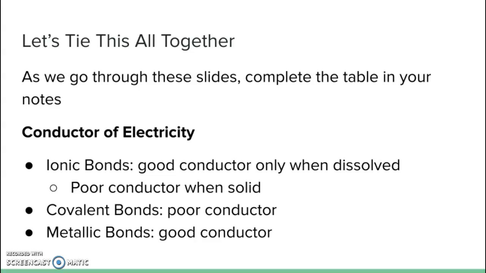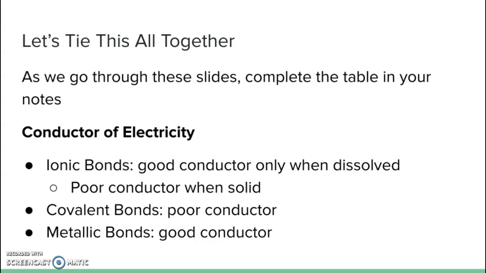We saw that ionic bond conductor of electricity when we looked at that video at the very beginning of ionic bonding. We saw that it was able to light the light bulb up, but only when it was dissolved in water. Covalent bonds really don't conduct electricity, so all covalent bonds tend to be poor conductors, and metallic bonds tend to be very good conductors in any state, solid, liquid, or gas.